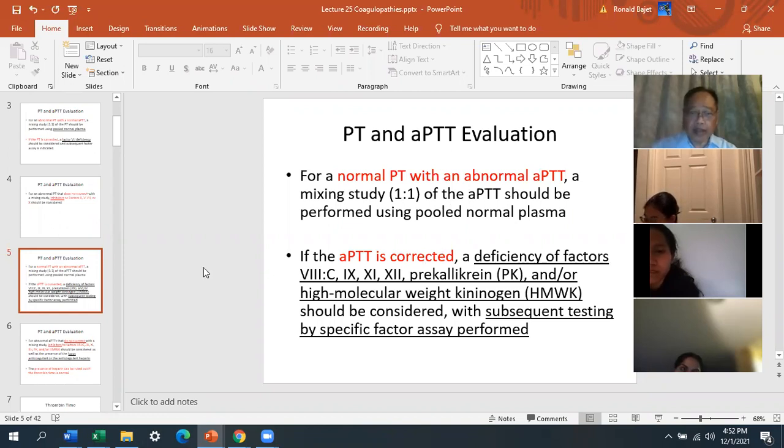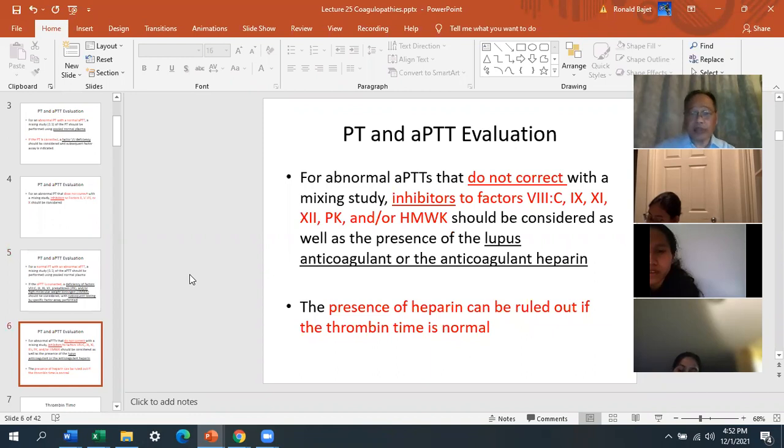If you did not get correction, then it's probably due to inhibitors to the factors 8C, 9, 11, 12, prekallikrein, and high molecular weight kininogen. So if it doesn't correct, you get inhibitors. Other inhibitors that can be a possibility are the lupus anticoagulant or the anticoagulant heparin. So heparin as a contaminant can cause a PTT elevation. The presence of heparin can be ruled out by the thrombin time.